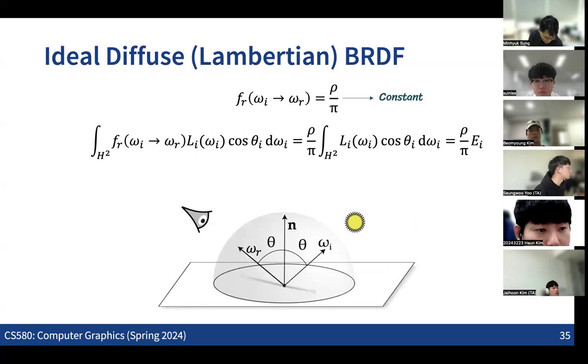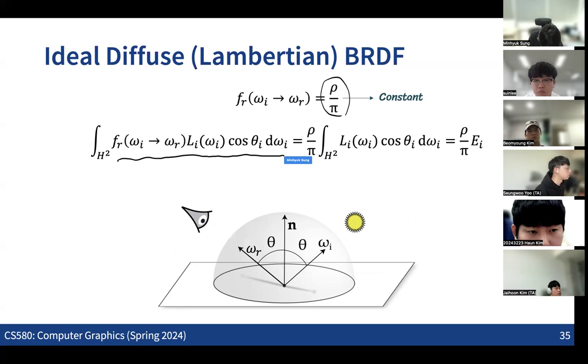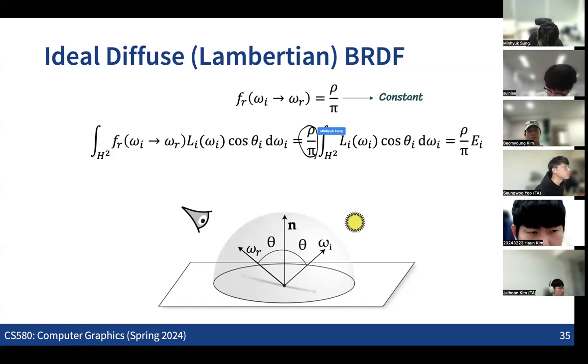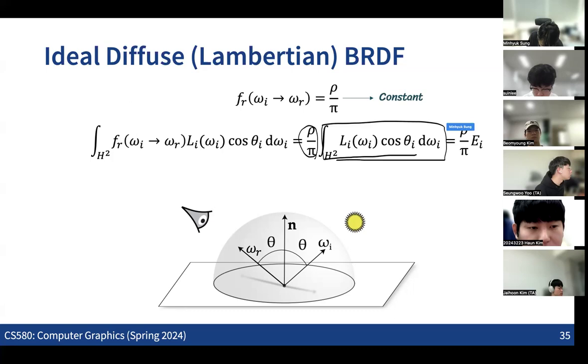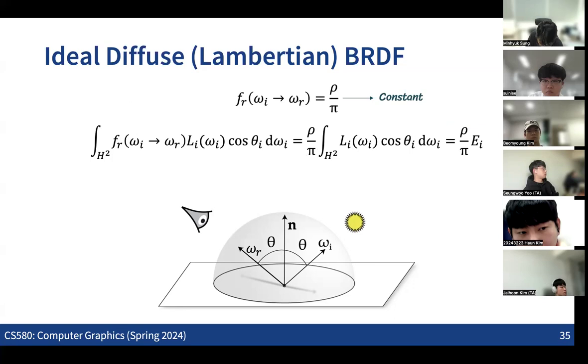For the perfect diffuse reflection, this is the case where the BRDF becomes a constant value. So when you define the BRDF as a constant value like this, with rho over pi, then we can see that the reflection equation can be calculated like this. It's basically nothing but multiplying this constant value by the incoming irradiance, right? So this was basically the definition of the irradiance. So we can compute the reflection equation by just taking the multiplication of this constant with the incoming irradiance.